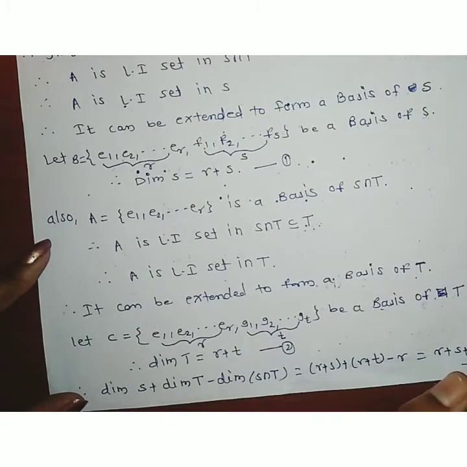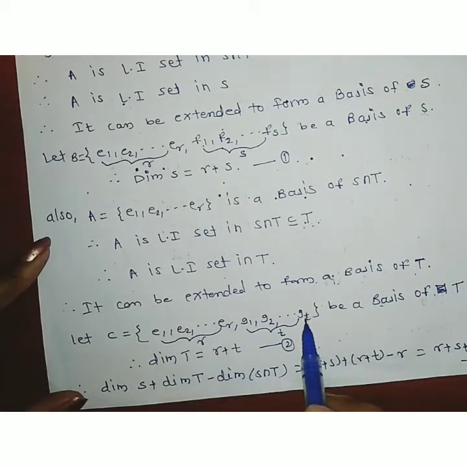Now, what is the dimension of C? The dimension of C is the total number of vectors in that set. So how many vectors are present in that set? These are vectors e1 to er, these are r vectors, and g1 to gt, t vectors. So the dimension of T is equal to r plus t. Therefore, suppose this is equation second.